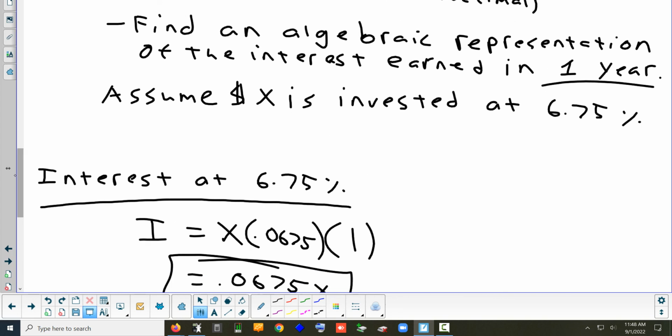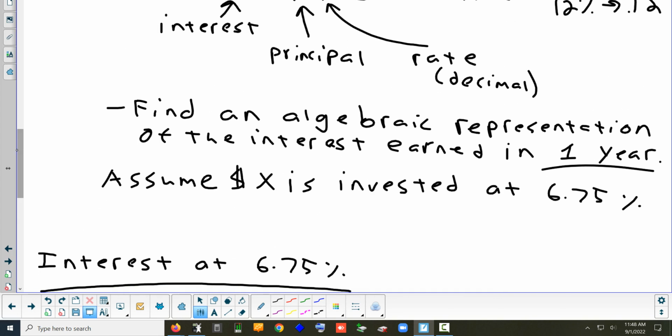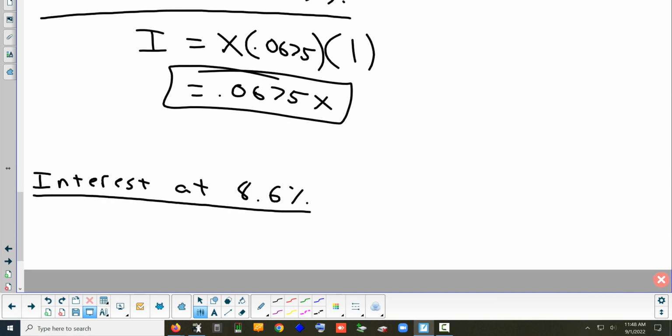Now, I know they asked for the total interest, which is two accounts, but we're just finding the interest in this account first. Now let's find the amount of interest made in the other account. What's the amount of money that's invested in the 8.6% account? What would be 20,000 minus X. So X is the amount of money we invested in the other account. Subtract that from all the money you have to invest, and you're left with the rest.